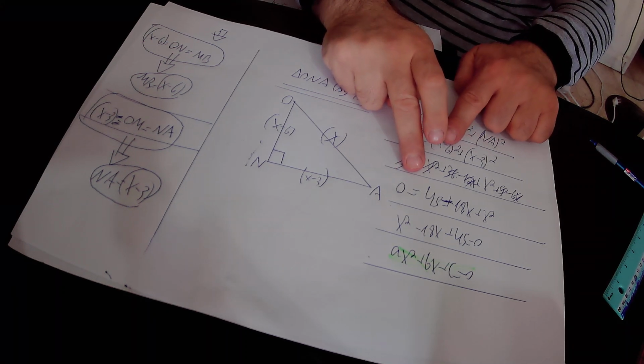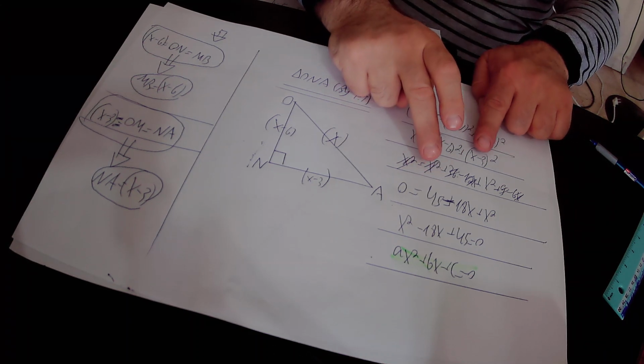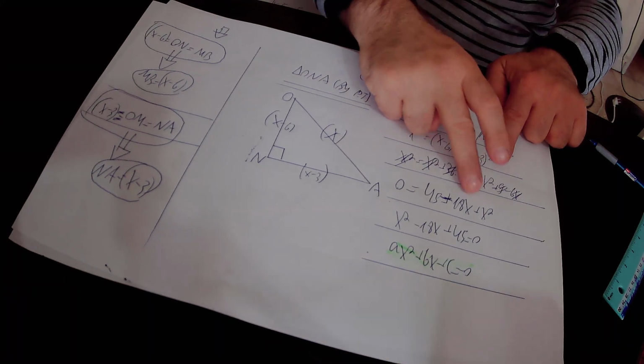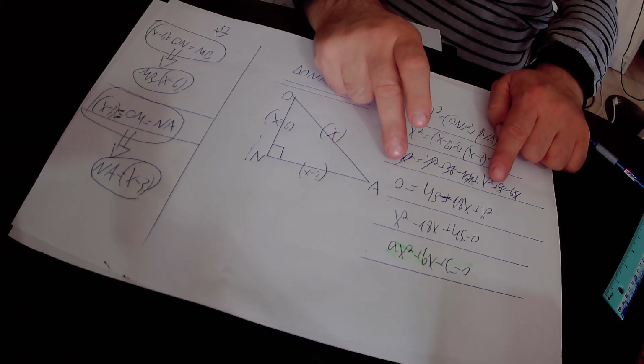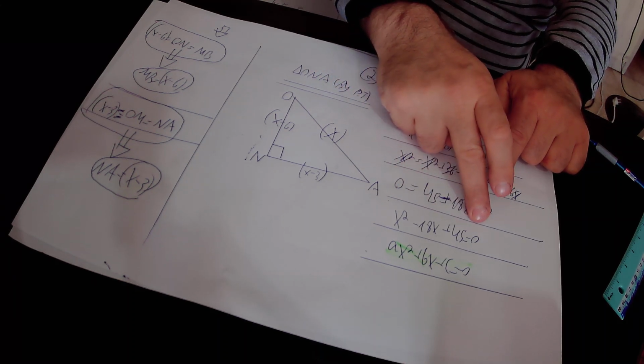This is equal to 36 plus 9, which is 45, and we also have minus 12x minus 6x, that is minus 18x, plus x squared. In conclusion, we found out that x squared minus 18x plus 45 equals 0.